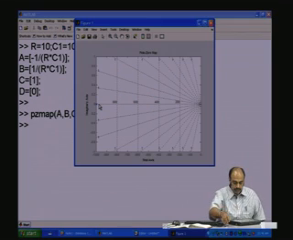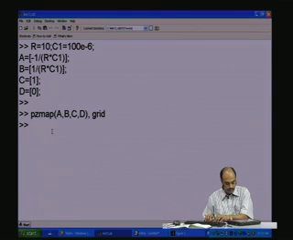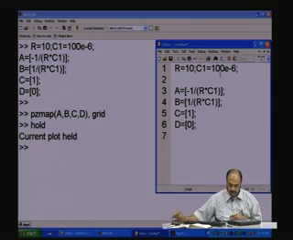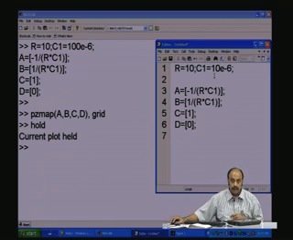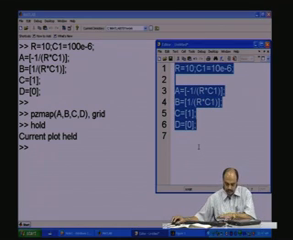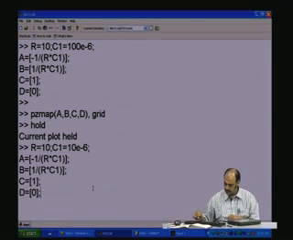Now, let me just hold this plot, and after holding this plot, let us change the value of the capacitance C1 to 10 microfarads. Let us copy that, paste that here. Now, you have the new model in place.